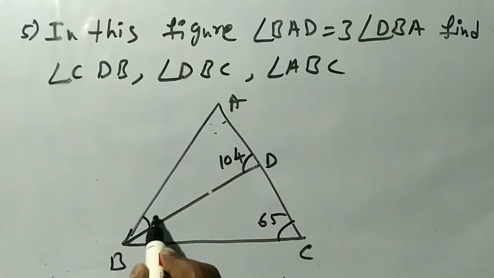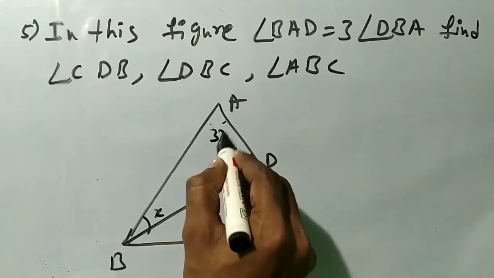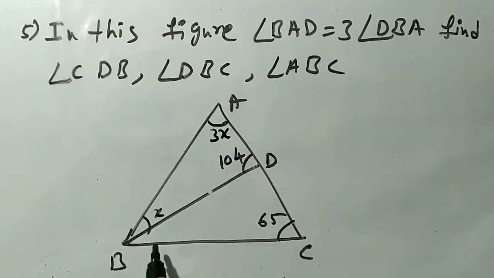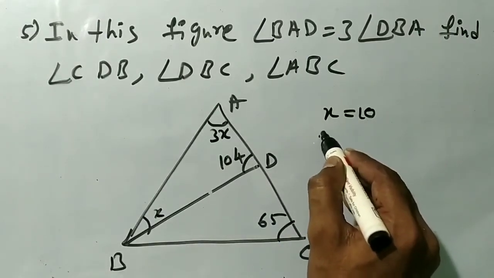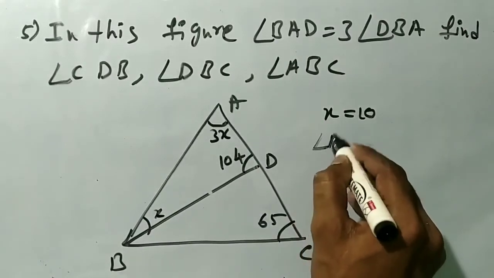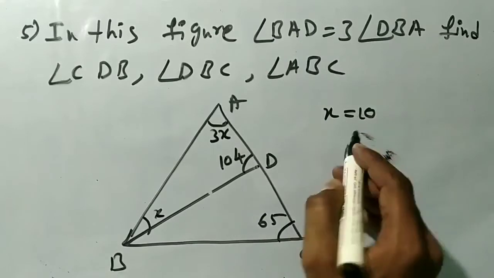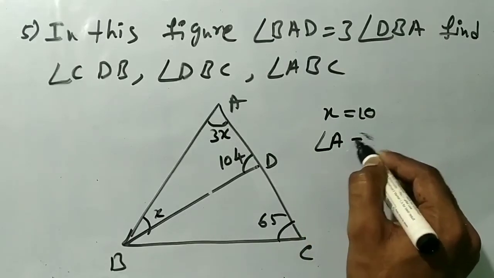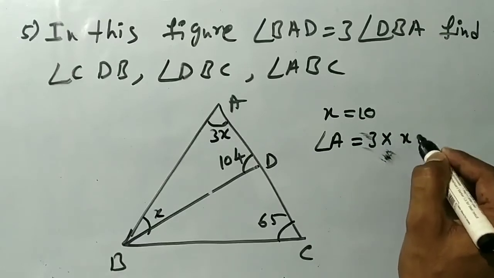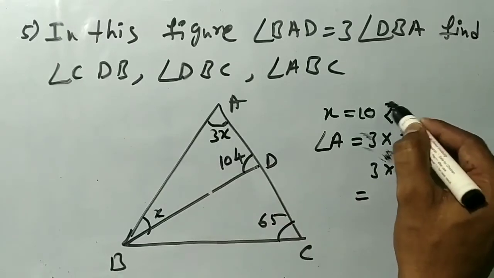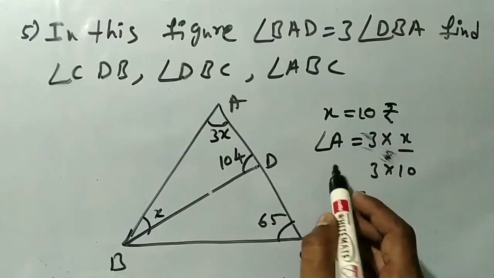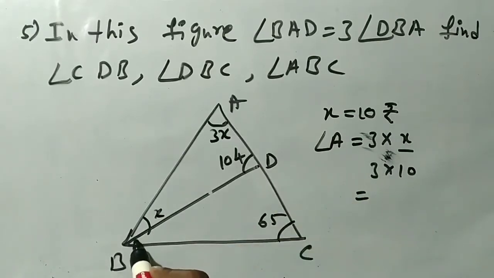So here if it is x, then this is 3x. That is 3 times greater than. If x has only 10 rupees, then angle A should have 3 into x. X is equal to 10, 3 into 10 is equal to 30. So if x has 10 rupees, then A should have 30 rupees, because A is 3 times greater than half angle of B, that is x. So we have to find this x and A and B.